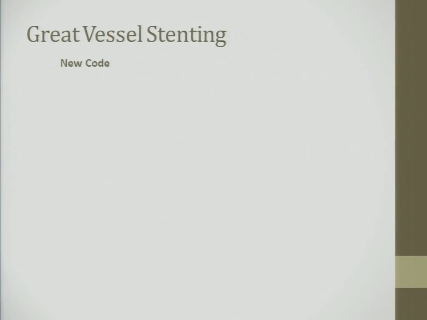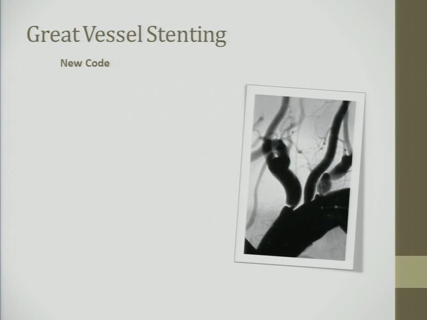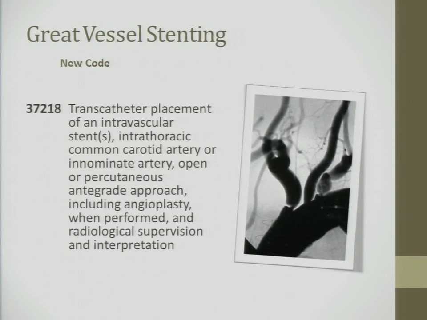Stenting of the left common carotid artery or the innominate artery via an antegrade approach, most often from the groin, became an orphan procedure when new stenting codes were recently created. 37218 addresses this deficiency and describes the work of antegrade stenting of these vessels, including all selective catheterization, diagnostic imaging of the ipsilateral cervical carotid or innominate artery, balloon angioplasty if performed, and radiologic supervision and interpretation.